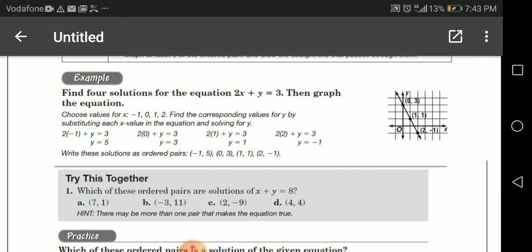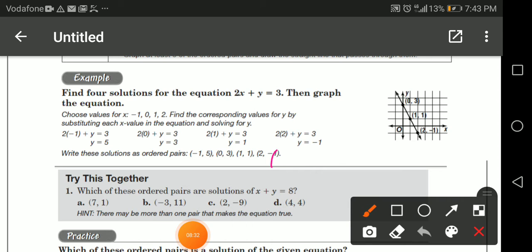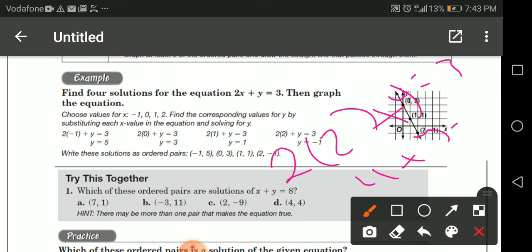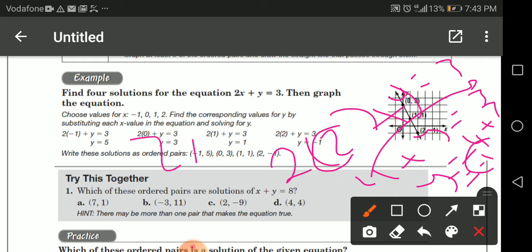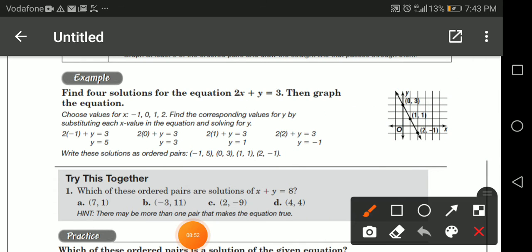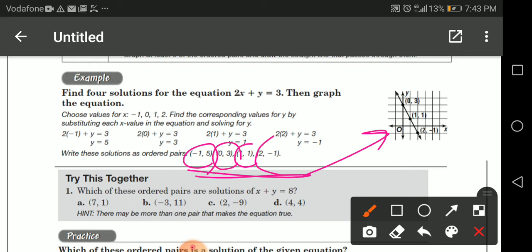1 and 1. And the fourth one we've got here 2 times 2 plus y equal 3, 4 plus y equal 3. So we got here negative 4 plus 3, it gives me negative 1. So with 2, we have 2 and negative 1. So there are the four values we've got: negative 1 and 5, 0 and 3, 1 and 1, 2 and negative 1. After writing them, please graph them. Put them on the graph.